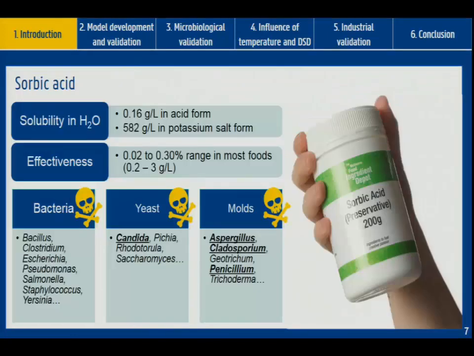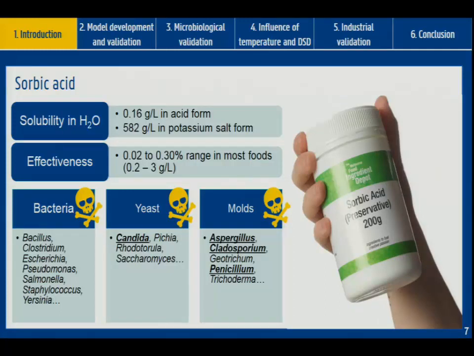A little bit about sorbic acid. So the solubility of sorbic acid in its acid form in water is very low. That's why people usually use it in its most common potassium salt form. So you see the solubility is far higher, 582 grams per liter compared to 0.16 grams per liter. In most foods, it is effective in the range of 0.02 to 0.3%, or if converted to grams per liter, 0.2 to 3 grams per liter.